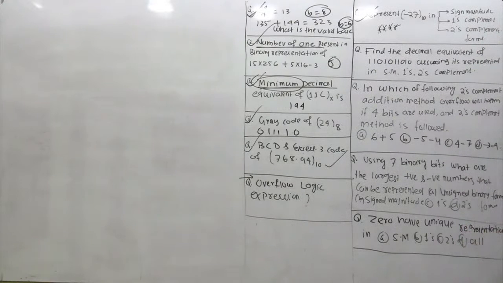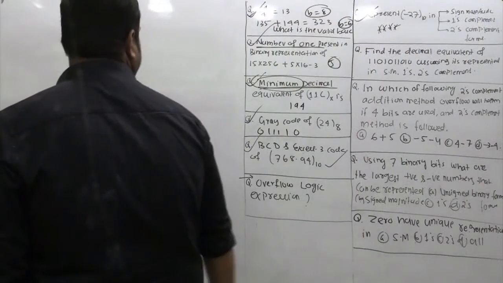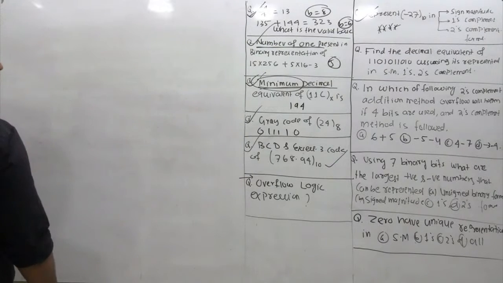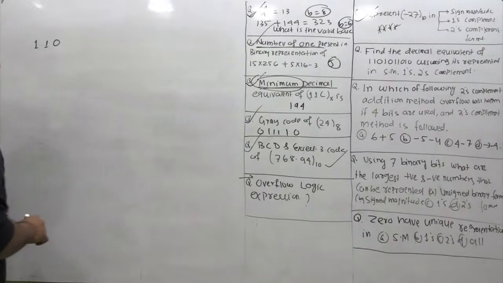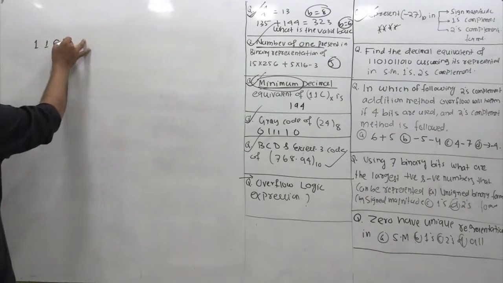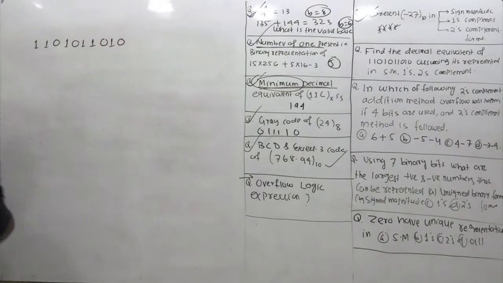Now let us see the reverse model questions. This is the question I have taken. Find the decimal equivalent of this number, assuming this is in sign magnitude, 1s and 2s complement forms. So what is the number I have given? 1, 1, 0, 1, 0, 1, 1, 0, 1, 0, 1, 1, 0, 1, 0, 1, 1, 0, 1, 0. So this is the number I am given.